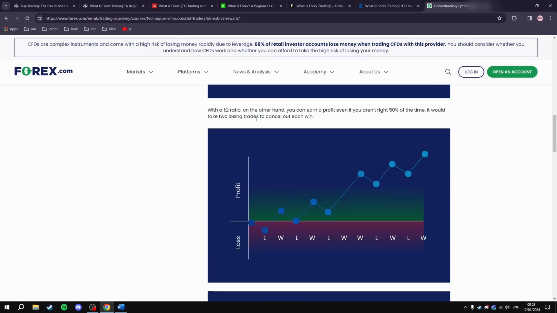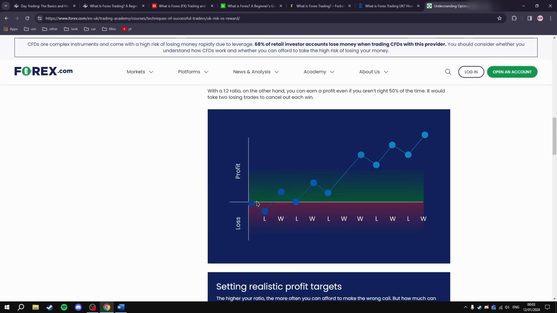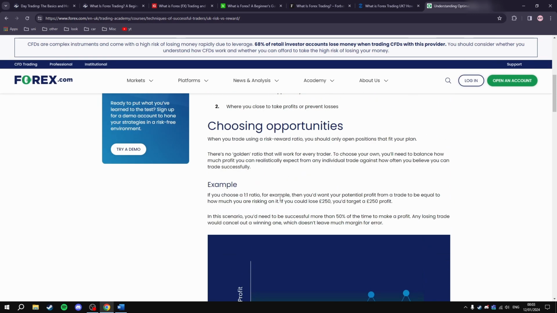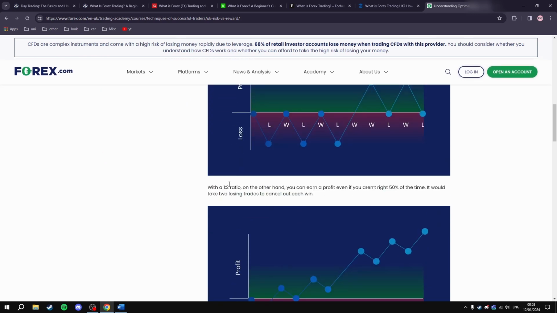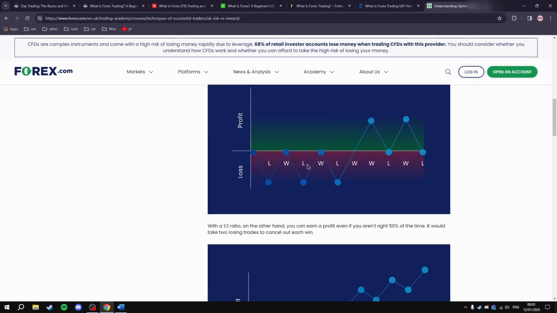With a 1-to-2 ratio, on the other hand, you can earn a profit even if you aren't right 50% of the time. It would take 2 losing trades to cancel out each win. So 1-to-2: if you could lose £250, you would target a £500 profit.